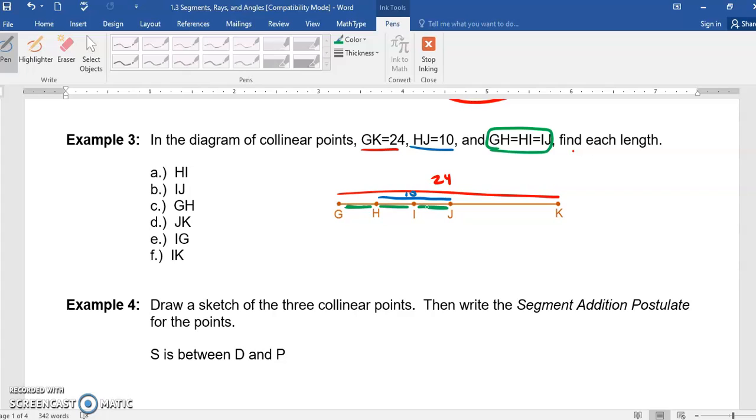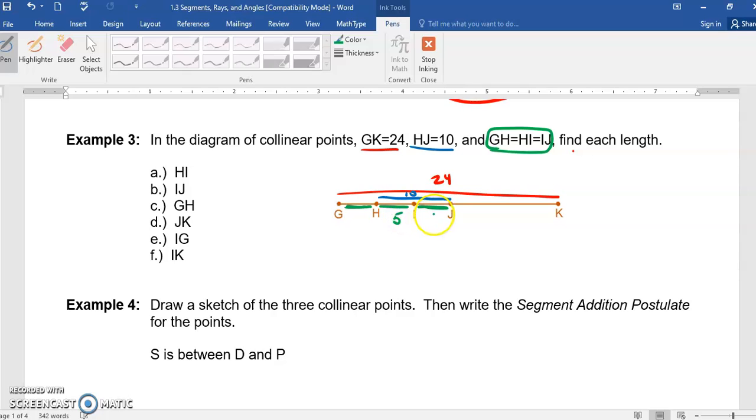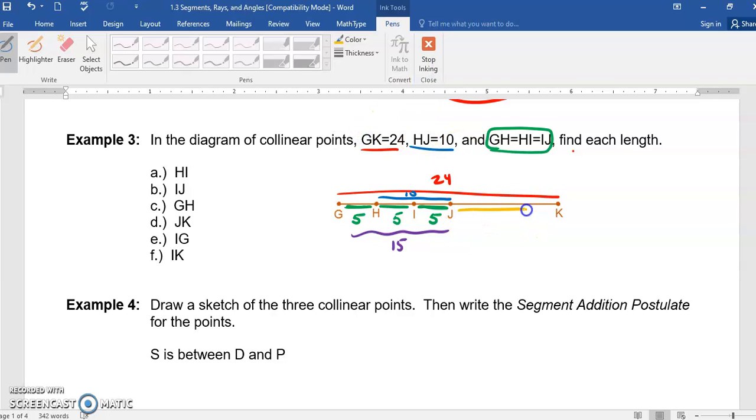Well, from segment addition, if we just look at the HJ, the blue part, divided into two green parts, these green ones have to each be 5. Those two are 5, then this one is 5. Then this whole thing is 15. GK, entire segment, is 24. 24 minus 15 is going to leave us with 9 for this piece.